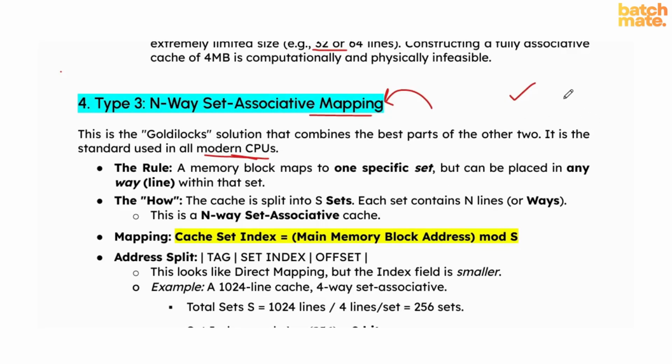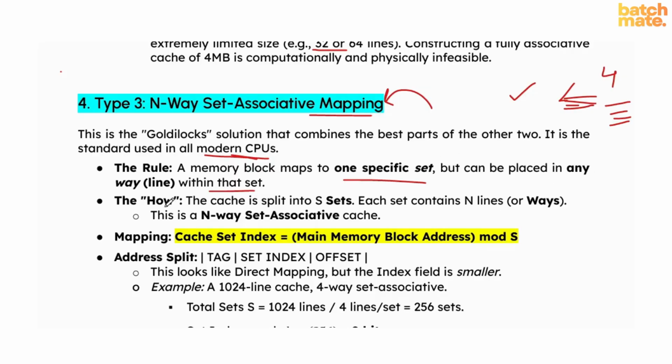Instead of mapping to a single line, we map to a set of lines. Think of the cache as being divided into groups. If we have a 4-way set-associative cache, it means every set has 4 available slots or ways. The rule is that a memory block maps to one specific set, but once it gets there, it can take any of the 4 available seats inside that set.